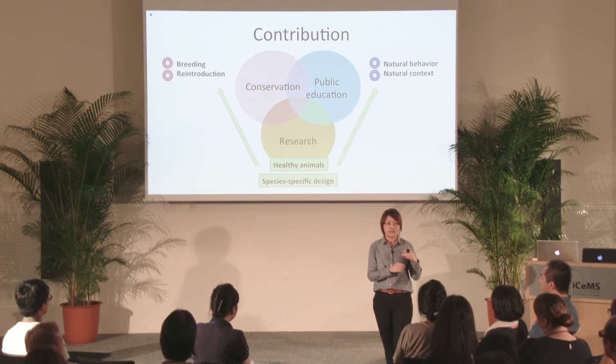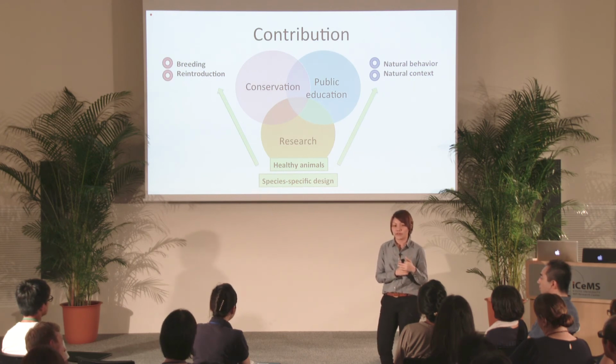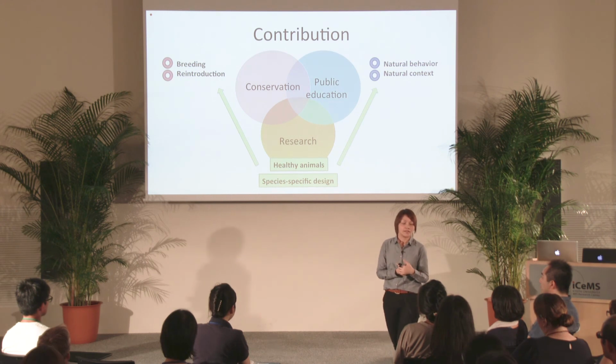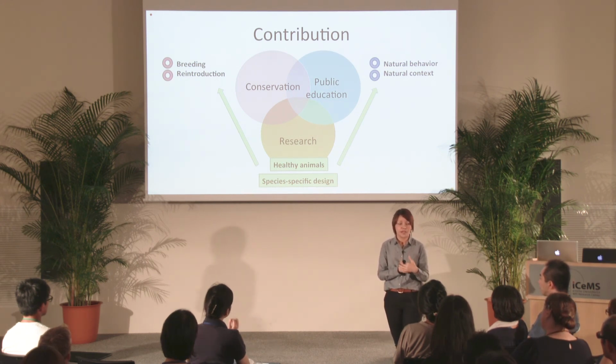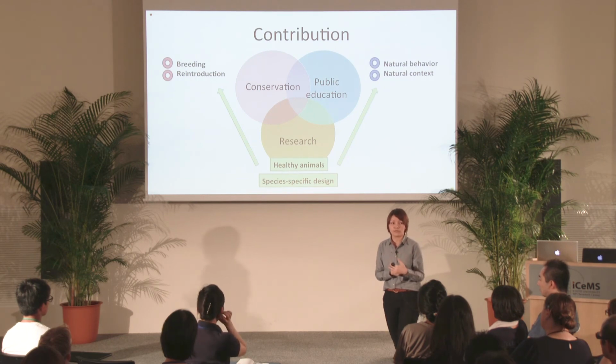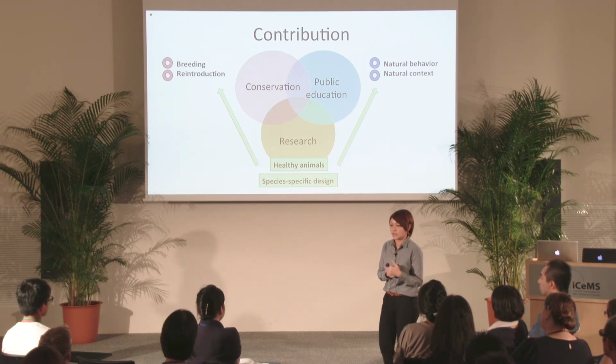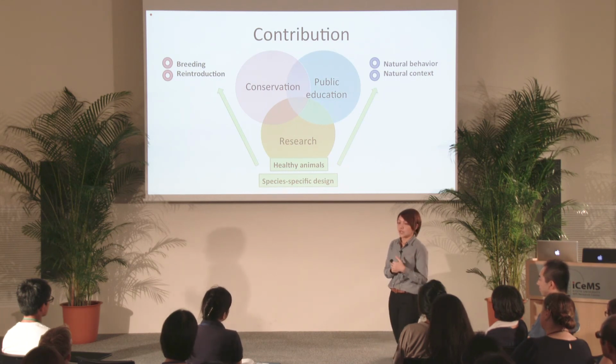So, finally, having a population of healthy animals in a zoo is not only important from the animal welfare point of view, but it's also important for zoo conservation work, for example, the breeding and reintroduction program. And a population of healthy animals exhibiting natural behavior, plus species-specific design in a natural context, can also help a zoo to promote public education.